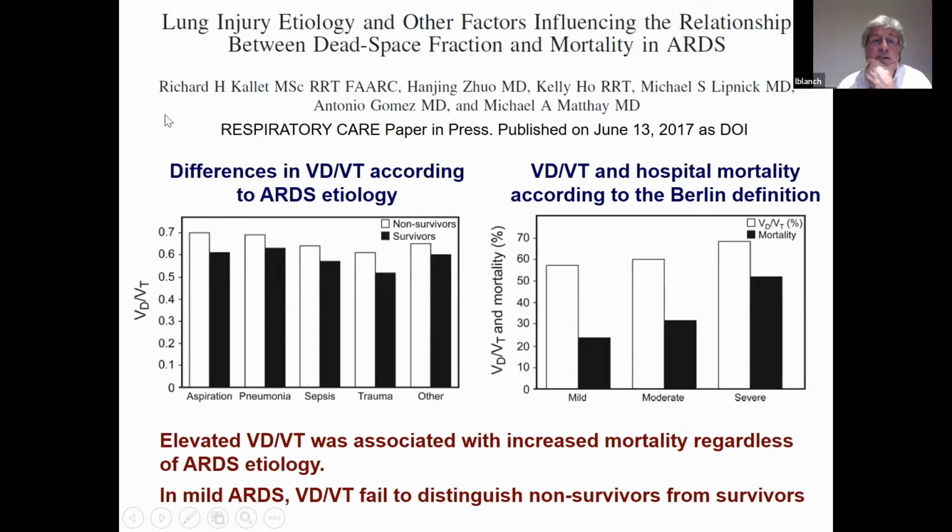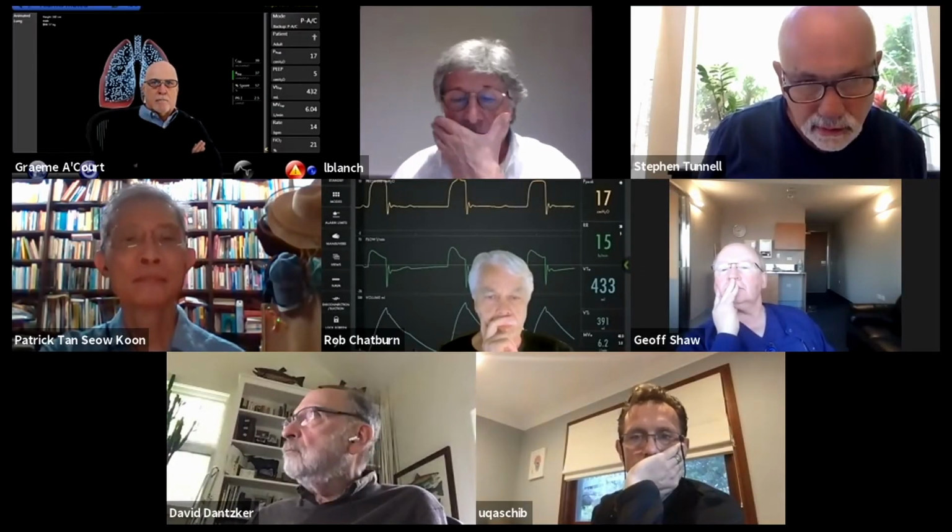Since ARDS is a syndrome, it is wise to study the different entities causing ARDS. And that is what has been done in this paper of Rich Khaled, with different types of ARDS: aspiration pneumonia, sepsis, trauma, pulmonary and extrapulmonary ARDS. Again, there is a difference between non-survivors in white and survivors in red. Dead space is always higher in non-survivors. And again, there is a correlation with mortality in ARDS, with the exception that in mild ARDS, dead space failed to distinguish non-survivors from survivors. And it does in intermediate and severe ARDS.